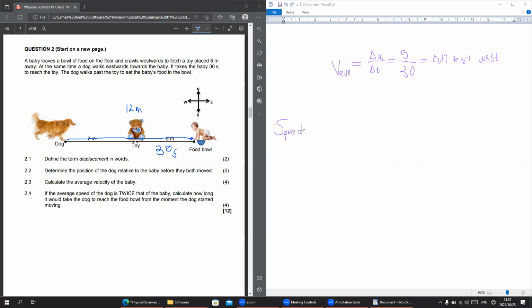So the speed of the dog, the speed is going to be equal to, I'm just going to write D dog here as a subscript. So it's going to be 2 into 0.17. And that's going to be, I think, 0.34 meters per second.